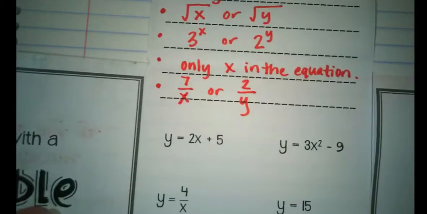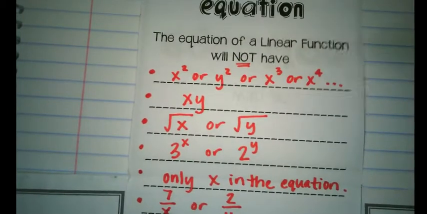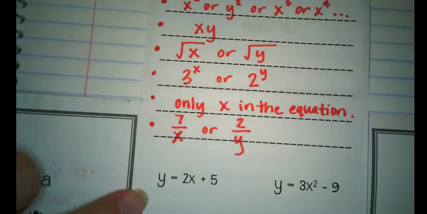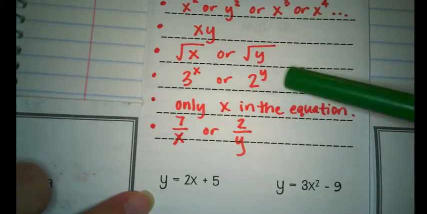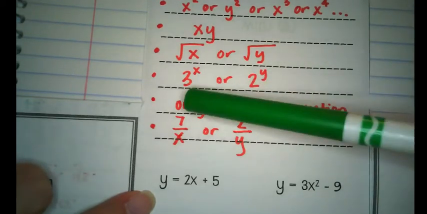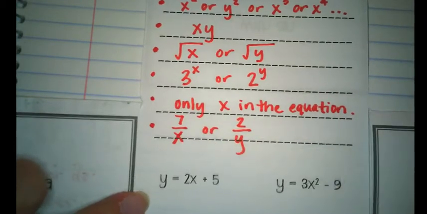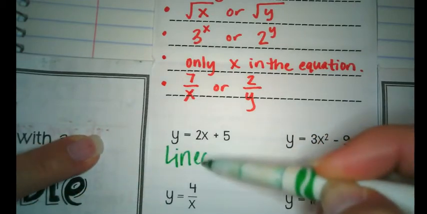So if we look at this one, y equals 2x plus 5. So it doesn't have any exponents. The x and y are not multiplied together. We don't have a square root. The x and the y are not listed as exponents. We have a y in the equation, so there's not only an x, and we don't have anything in fraction form. So this one is linear.